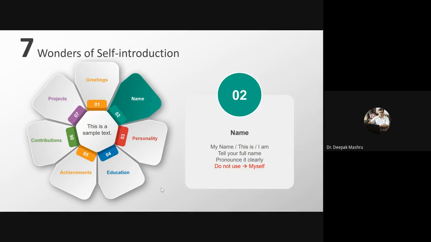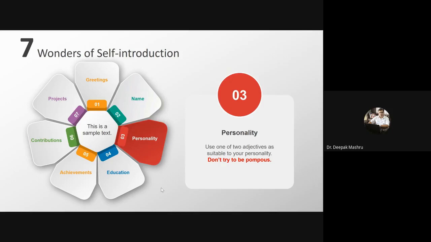It is wrong. For personality, you can use some adjectives. You can go for one or two adjectives, and don't try to be pompous or self-boasting. Whatever is related to your personality and can be related to the company's requirement, if it is aligned, you mention it.